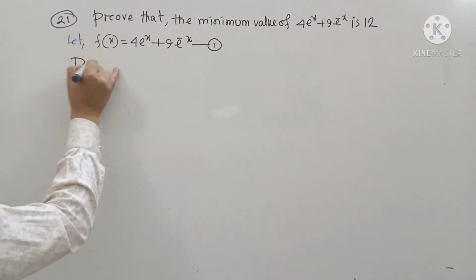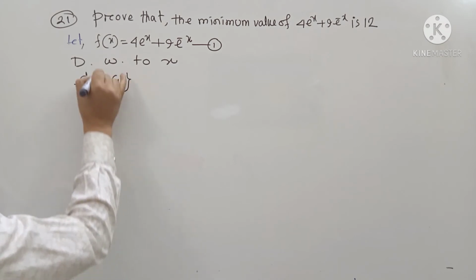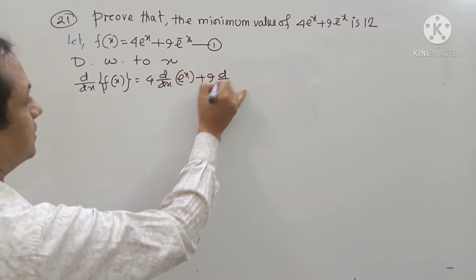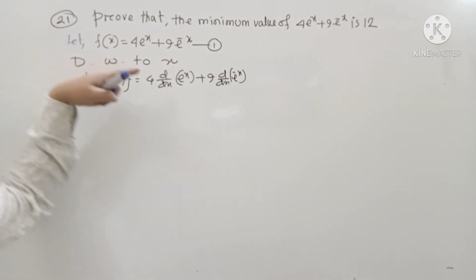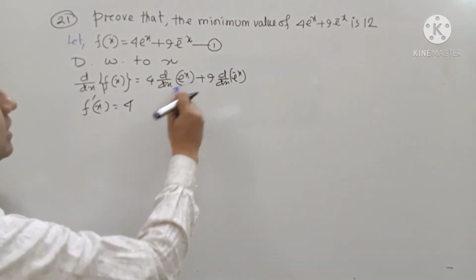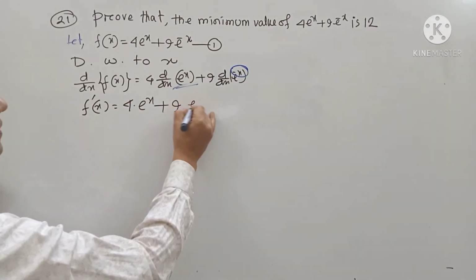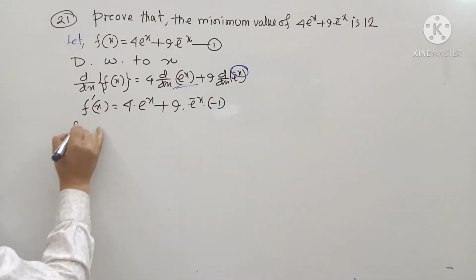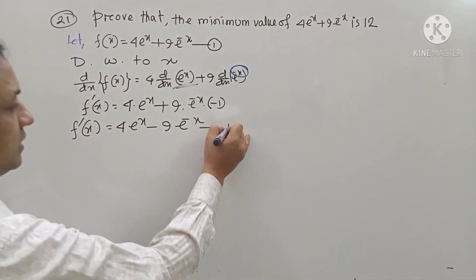Now differentiating with respect to x. So d/dx of f of x equals 4 d/dx of e to the power x plus 9 d/dx of e to the power minus x. So student, first condition, let f of x, then differentiating with respect to x. We have d/dx of f of x means f prime x. 4, we know that d/dx of e to the power x is e to the power x, then plus 9 e to the power minus x, then times d/dx of minus x, which is minus 1. So f prime x equals 4 e to the power x minus 9 e to the power minus x, equation number 2.